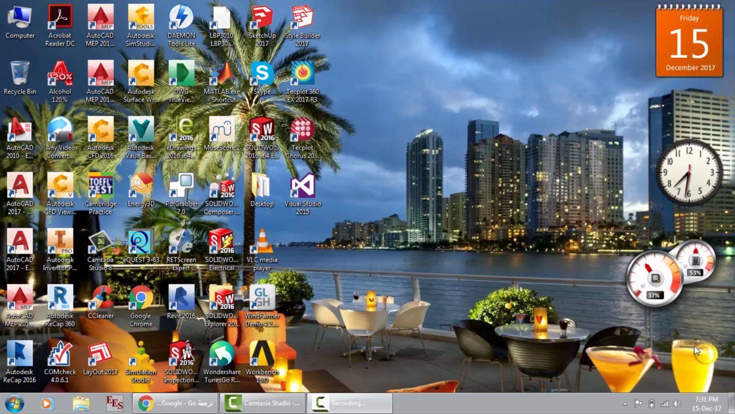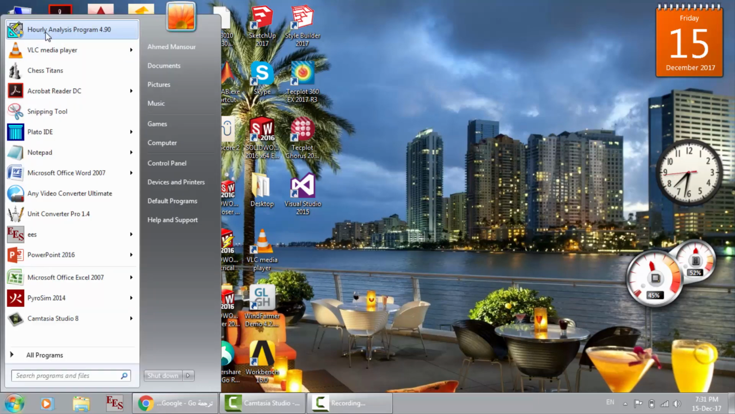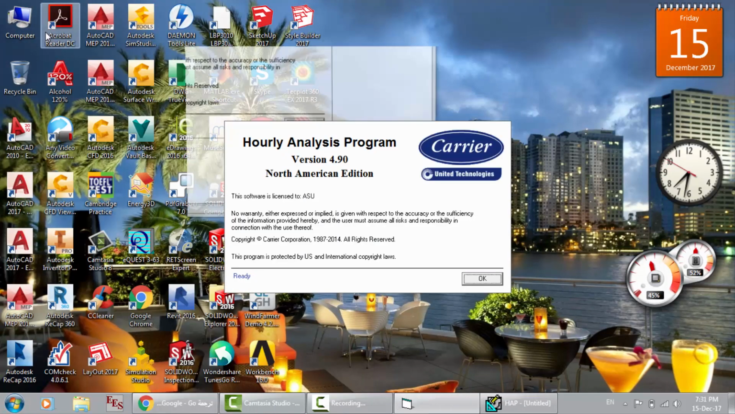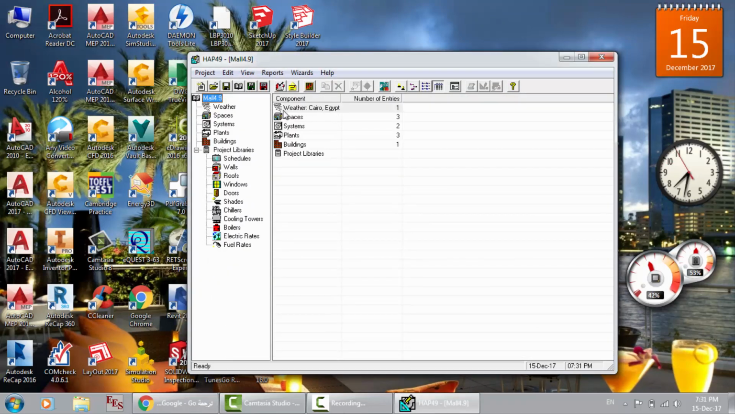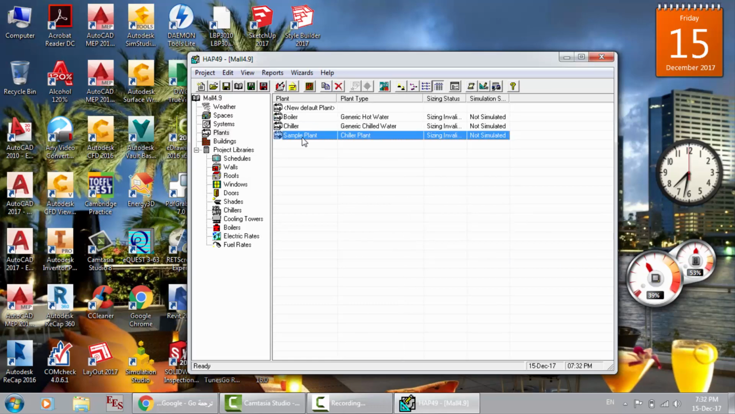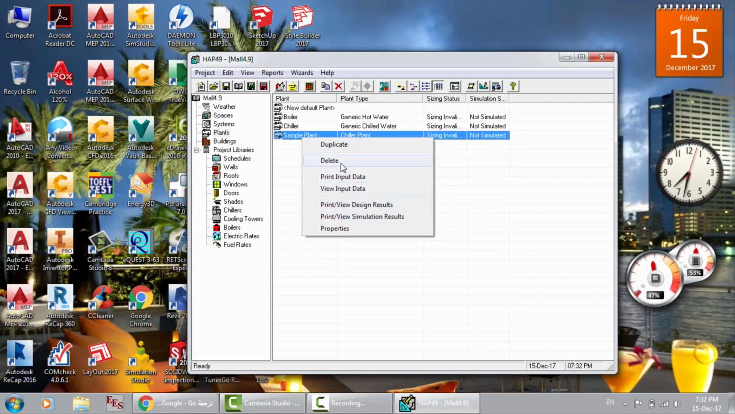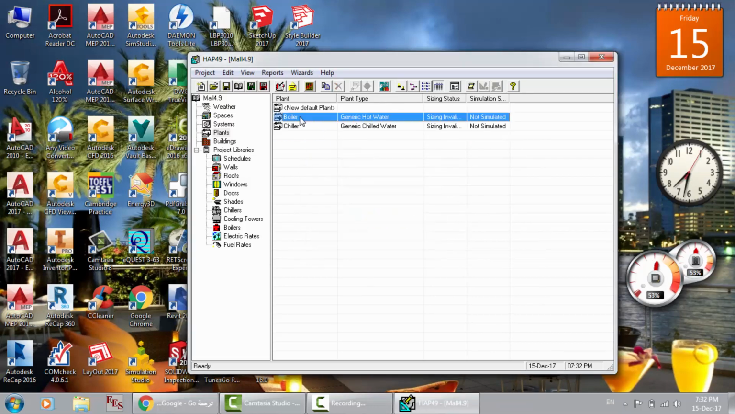In this video, we're gonna complete the definition of the plants. We talked about plants in a previous video, but let's complete it for more information and for the energy analysis calculations. And here we have our plants. We defined the boiler and chiller. Okay, we have talked about the boiler and the chiller.